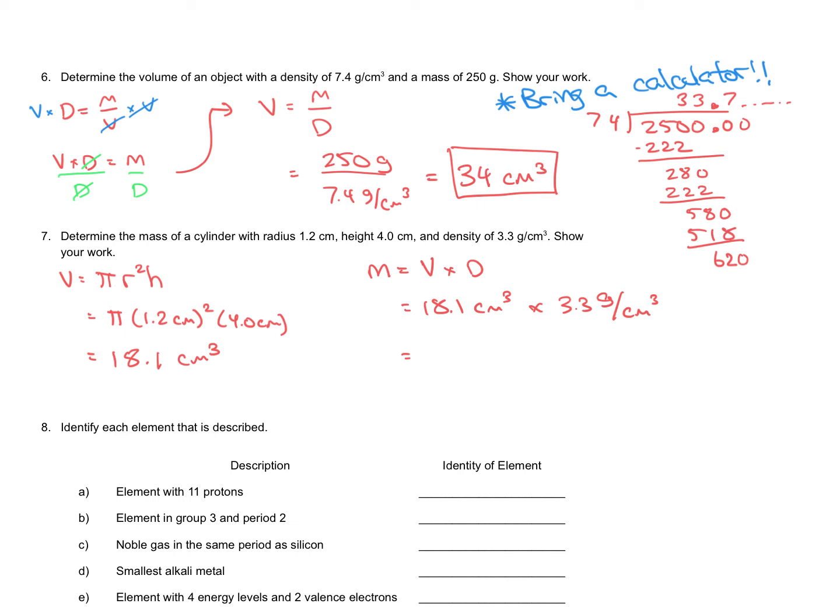So I'm pushing that in my calculator right now, and I'll round my answer to the nearest whole number. It's giving me 60. And don't forget to put the units on. These are the units of mass, which is going to be grams.